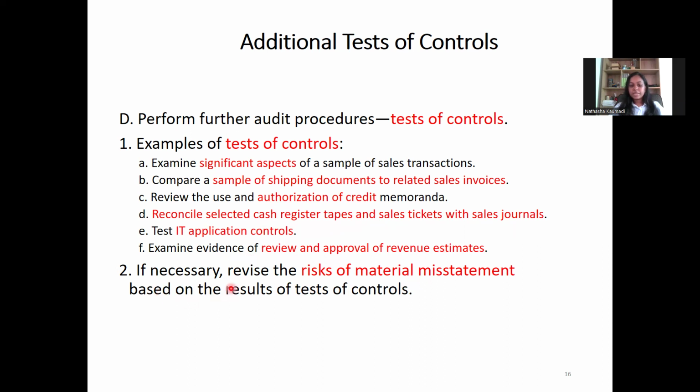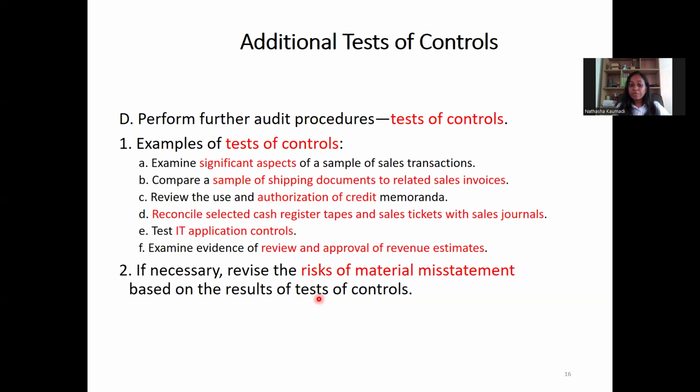And then, if necessary, revise the risk of material misstatement based on the results of the test of controls. Let's say now, coming under further audit procedures, you are doing the test of controls. After doing the test of controls, you realize even though they have internal controls, they have not been implemented very well. There are so many issues with the controls. Now what to do?